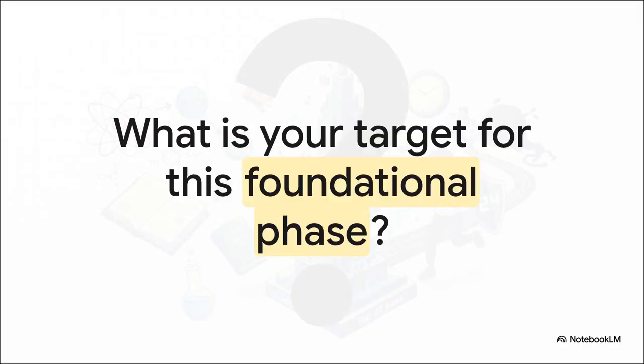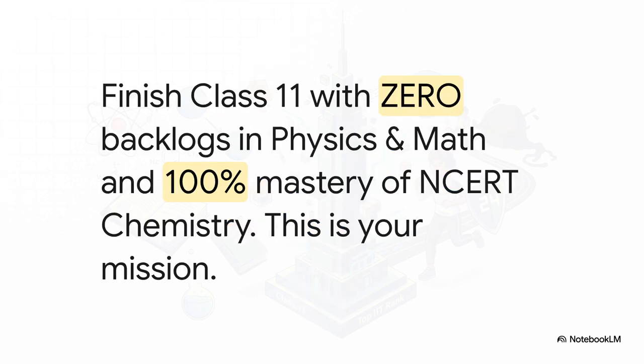So after all of this, what should your one clear goal be for this first year? Let's forget about the final rank for just a moment. What is the real finish line for this foundational phase we're talking about? This is it. This is your target. Your mission is simple but incredibly powerful. End Class 11 with absolutely zero backlogs in physics and maths, and achieve complete 100% mastery of the NCERT Chemistry textbook. If you do this, you will have built the perfect launchpad for a top rank.